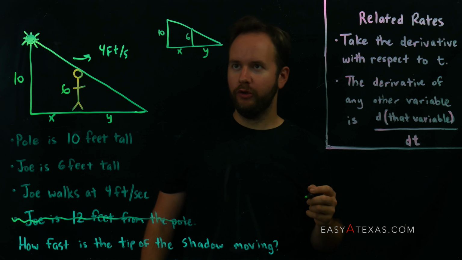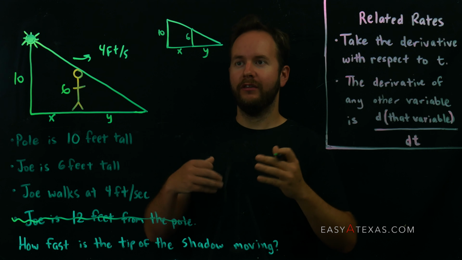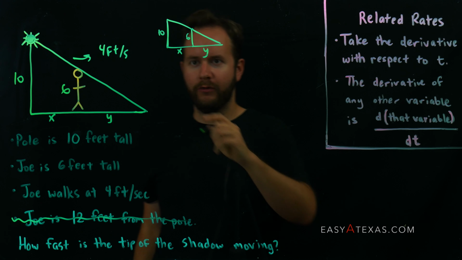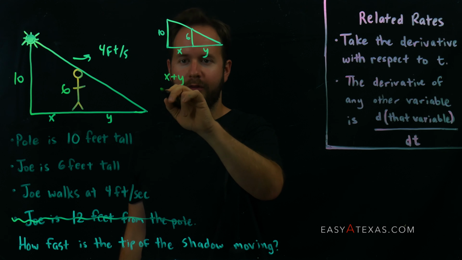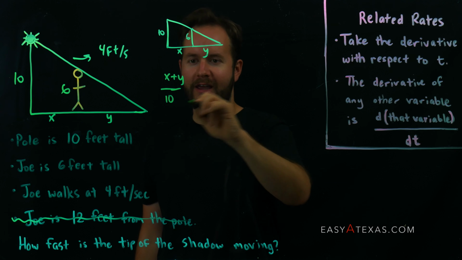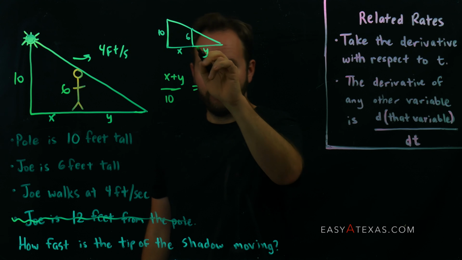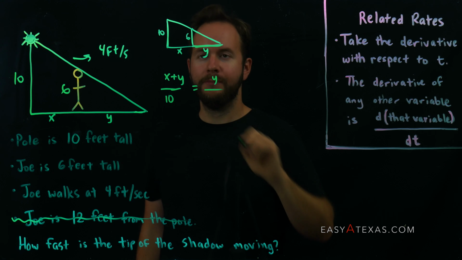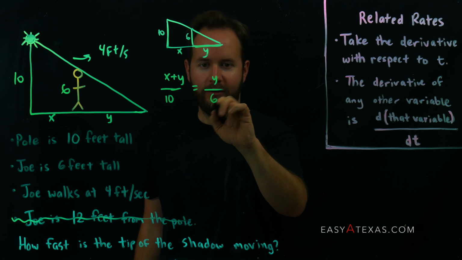Back in geometry, you learned a way to represent the proportions of these right triangles just by saying long side over long height equals short side over short height. We're gonna write that out. We have x plus y, the total long side, over the total height, that's 10. This equals the short side of the smaller triangle, which is y, divided by the short height, 6.